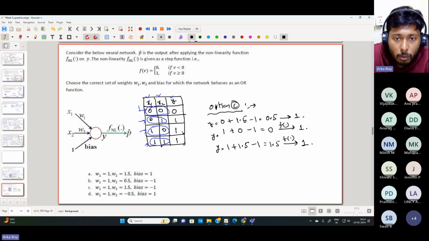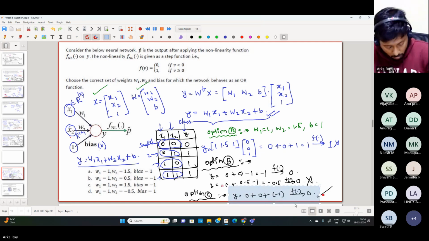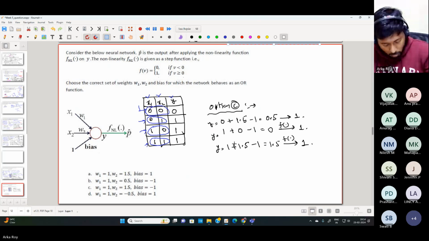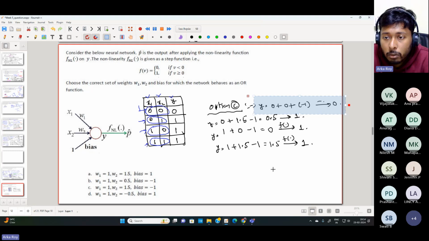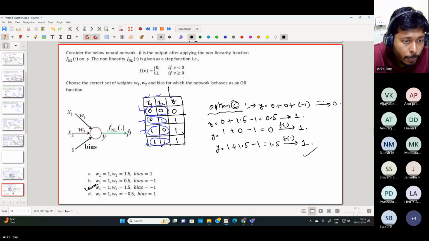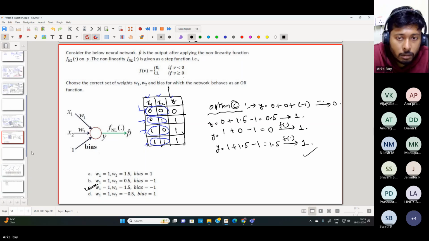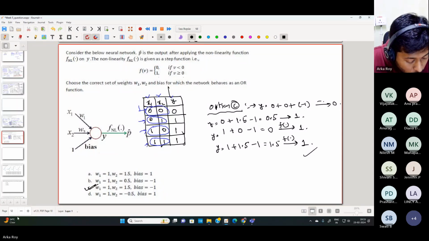So you can see that for all the cases, it is satisfying the class information. So it is giving you the 0, 1, 1, 1 pattern. That means option C is the correct one. So the rest of the options are incorrect. So any confusion on this particular question?